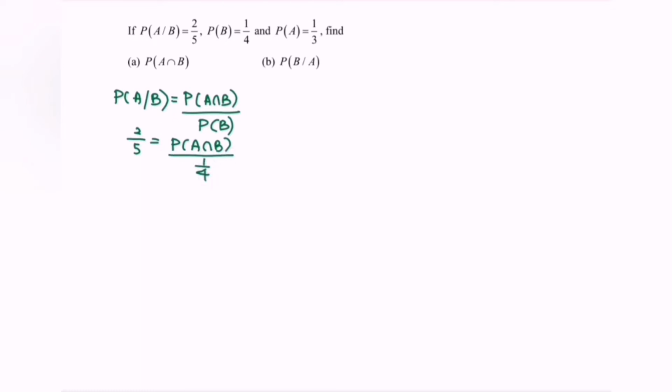So rearrange the situation. The probability of A intersect B equals 2 over 5 multiplied by 1 over 4. So the probability of A intersect B is equal to 2 over 20. If we simplify the situation, we will have 1 over 10 or 0.1.